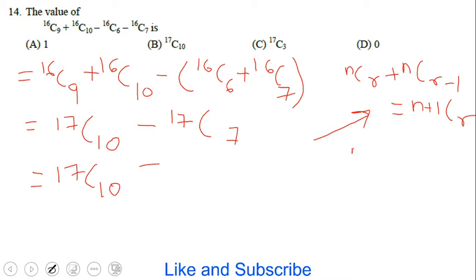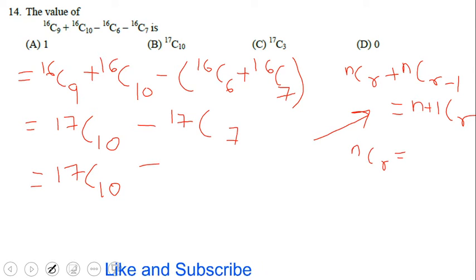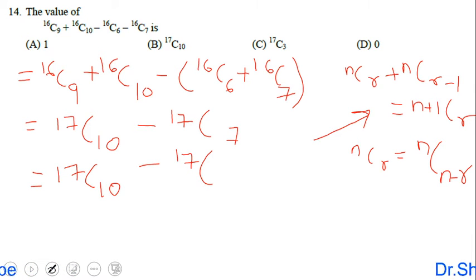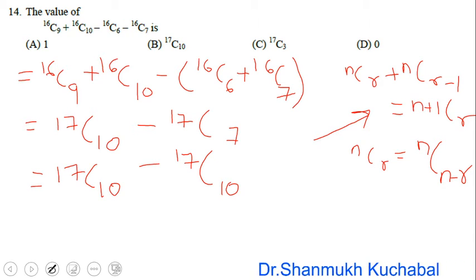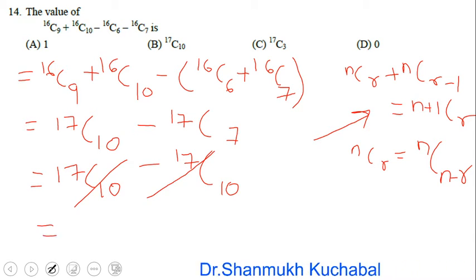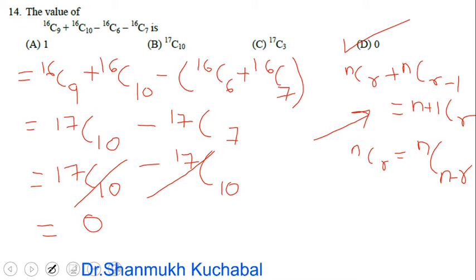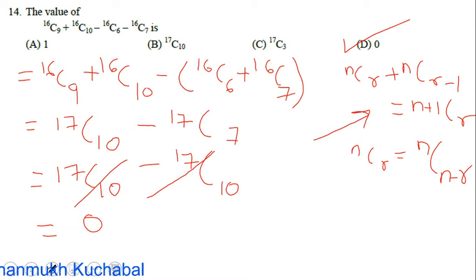nCr is equal to nC(n minus r). So here 17C(n minus r), 17 minus 7, 10 we get. We observe that both are the same with a plus and minus sign, they cancel, so we get 0. Therefore clearly option D is the right answer. So using such a shortcut trick you have to solve it here.